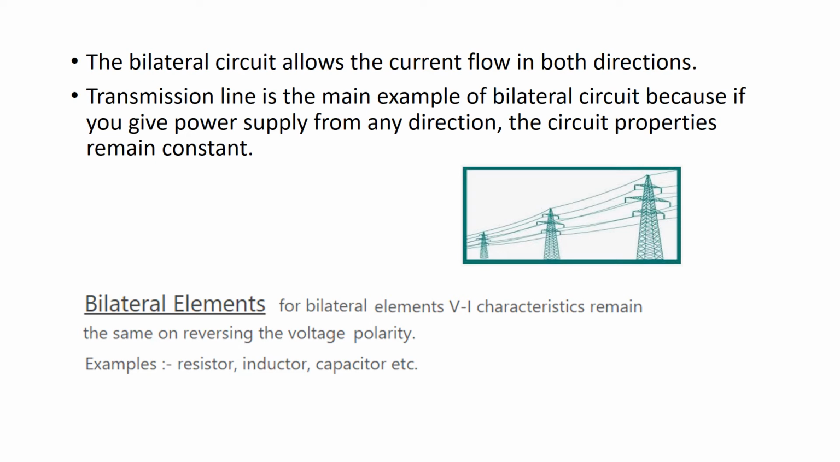Now talking about bilateral elements. For bilateral elements, the VI characteristic curve remains the same on reversing the voltage. So just imagine that you have a resistor and you are applying voltage in either direction. The VI curve will remain proportionate. And the examples of bilateral elements are resistor, inductor, capacitor, etc.